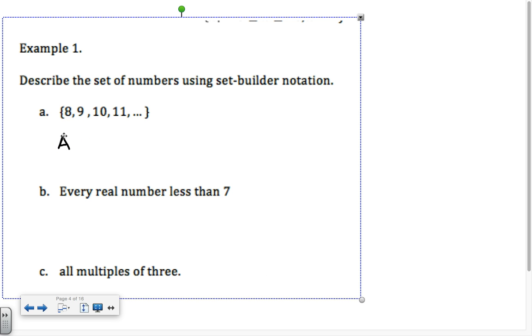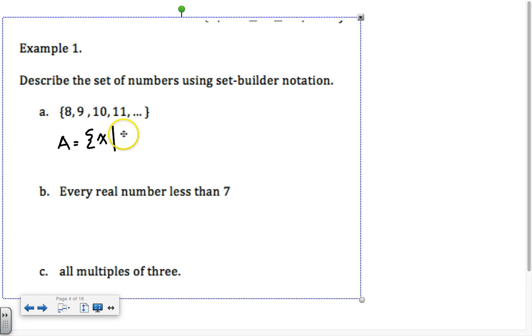So this is A. And I'm going to say, okay, this set is going to contain X such that it looks like all the numbers that are greater than 8. And it also looks like they're either whole numbers or integers. Why don't I say that they're integers? For the most part, if you're ever going to see numbers that are whole numbers, either positive or negative, you can assume that they're in the integers and you'll cover your bases.